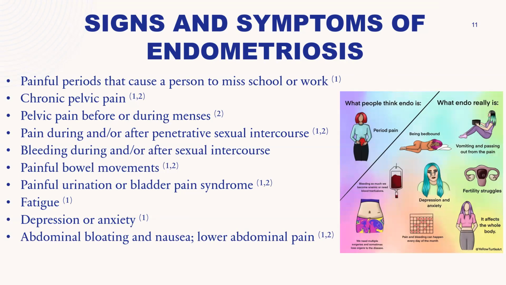There's chronic pelvic pain. There can be pain before and or during their period, pain during or after penetrative sexual intercourse. Bleeding is associated during and or after sexual intercourse, painful bowel movements, painful urination or bladder pain syndrome, fatigue, depression or anxiety, abdominal bloating and nausea, and lower abdominal pain. So I like how the picture really shows that people are not feeling good at all when they have endometriosis, and it can really affect their everyday life.